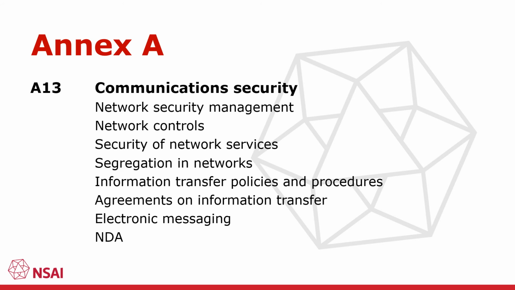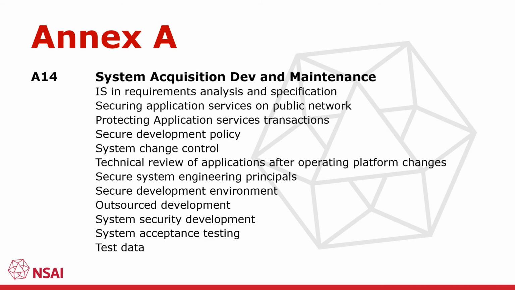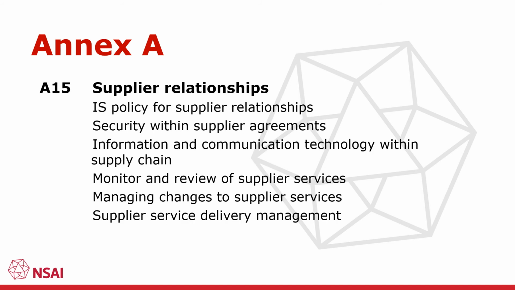A13, Communication Security, has 7 controls. The focus is on network security and security applicable to data in transit. The purpose of the 13 controls in A14 is to ensure that information security is addressed across the entire software development lifecycle. It also addresses requirements for systems that provide services over public networks. A15 addresses security in supplier relationships, protecting assets that are accessible by suppliers. The objective is also to maintain an agreed level of security in line with supplier agreements.